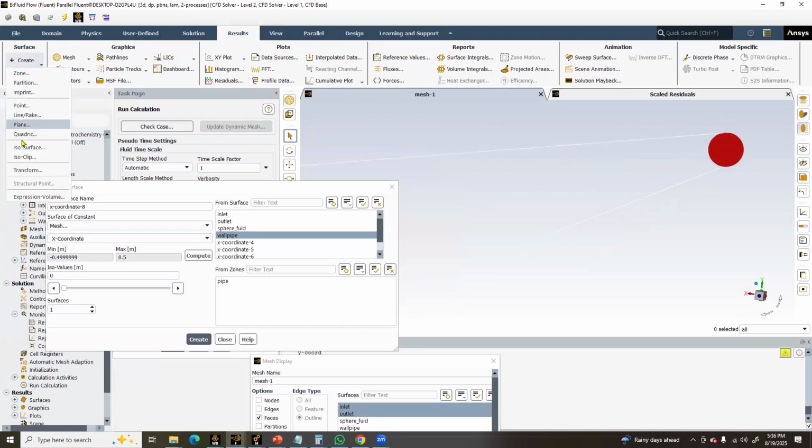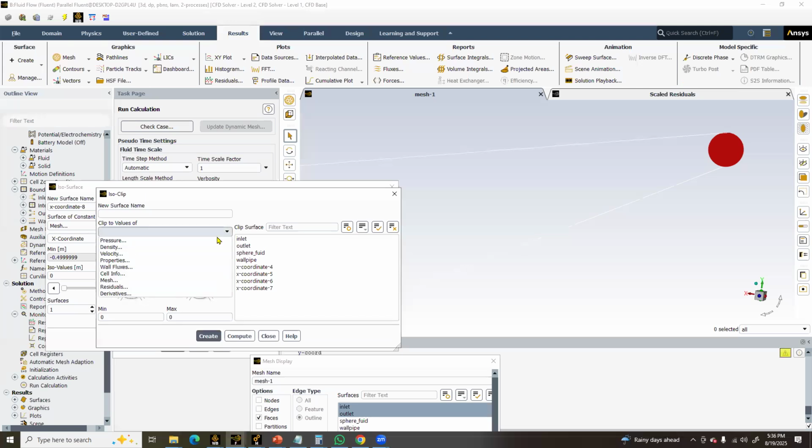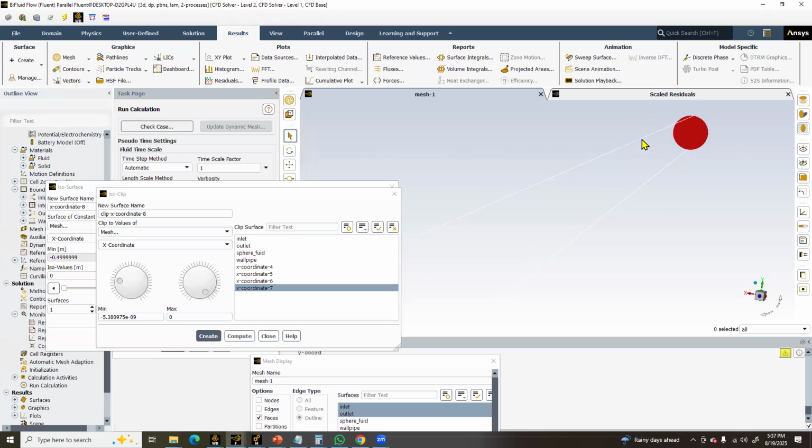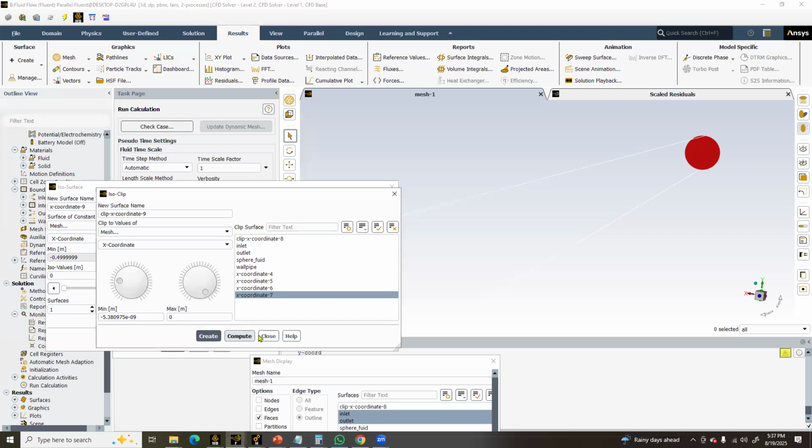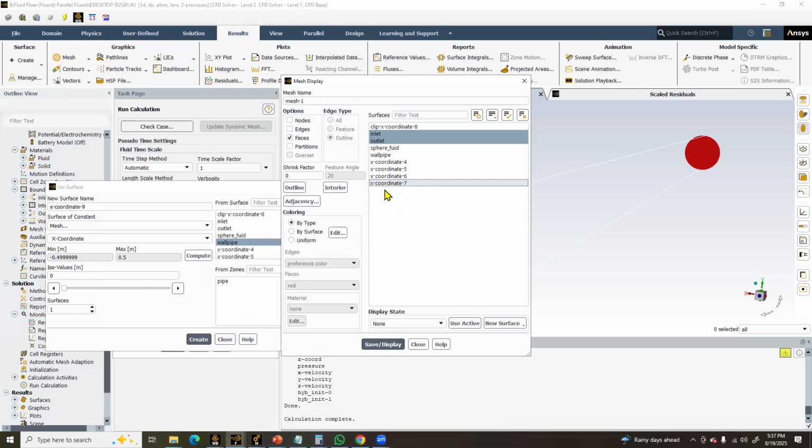So I will go for create iso clip and click on the mesh. Same thing, but this time I will change the minimum value. This is on the x coordinate 7. There are only two parts, the extreme negative side and extreme positive side. If I change it slightly upward, this line will disappear. So click on create, and if you display clip coordinate number 8, you will only get the one line.